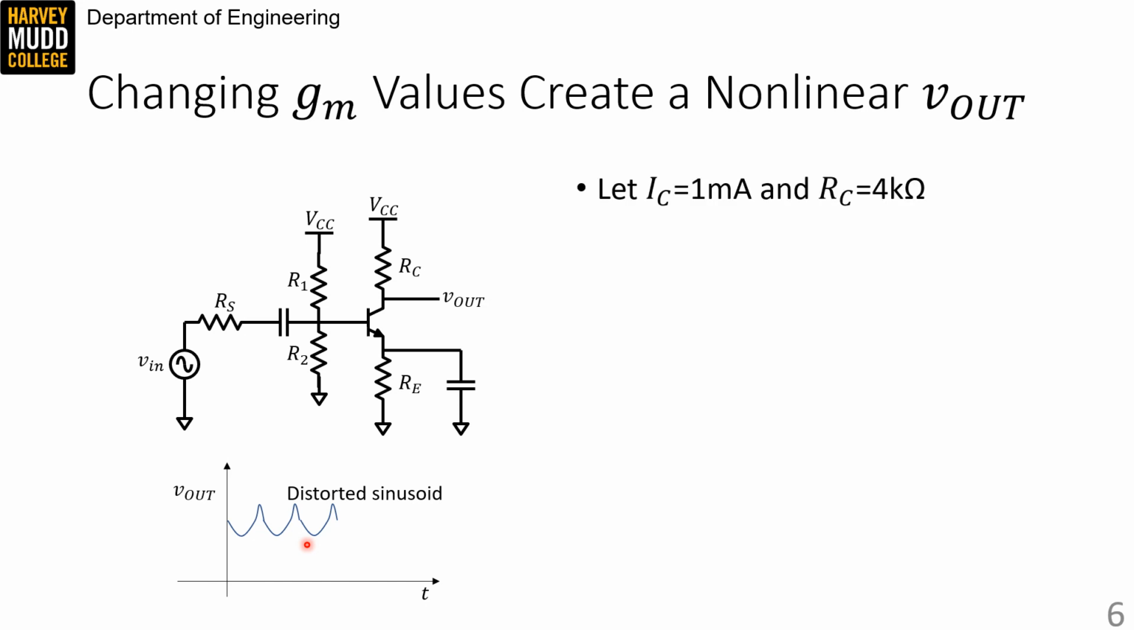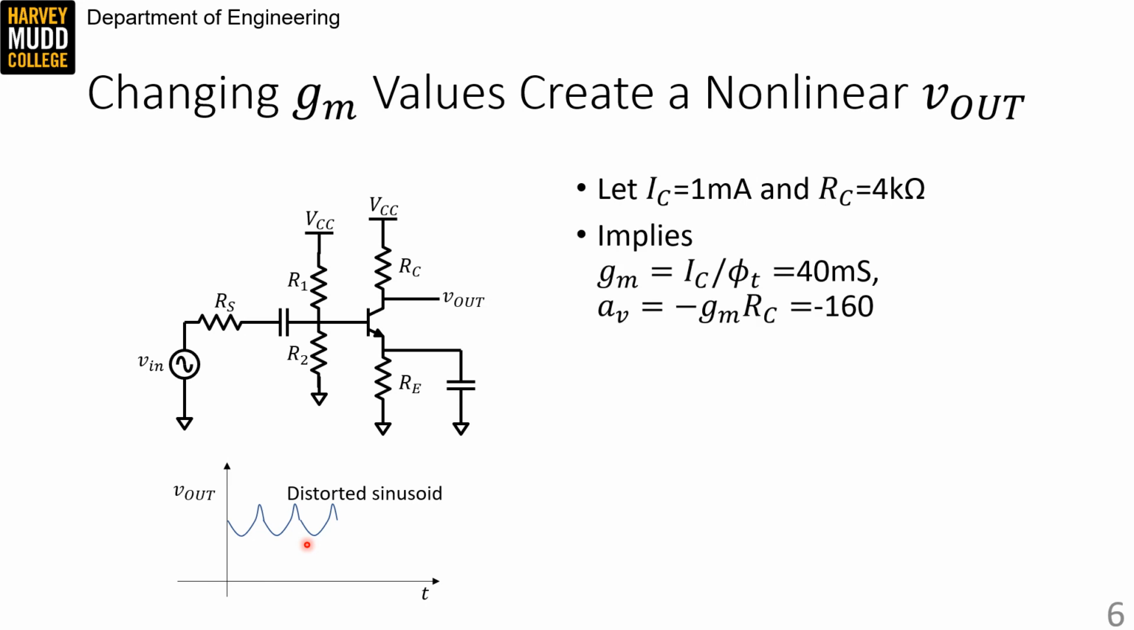Like last video, we'll make the amplifier a bit more concrete to see why common emitter amplifiers are so distortion prone. Here we presume that IC is 1 milliamp and RC is 4 kilo ohm. This implies that our gm is 40 millisiemens, which we get just by taking IC divided by phi t. And our voltage gain is minus 160, because it's minus gm RC.